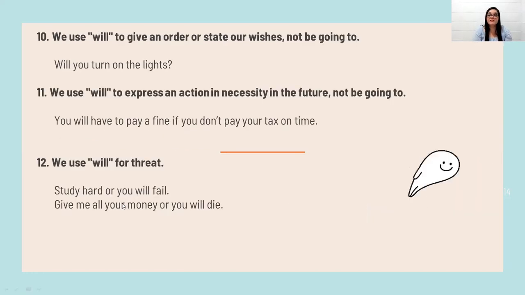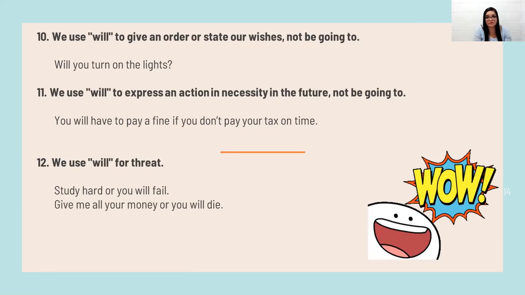The text expresses the use of will and says, we use will to give an order or state our wishes, not be going to. Example: will you turn on the lights? You are expressing a wish. In other words, a petition or a request, a formal request. You don't use be going to in that case.